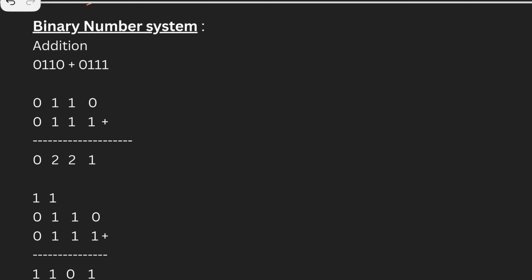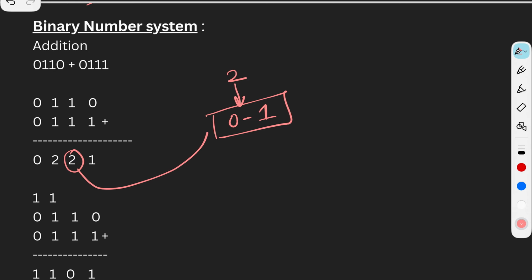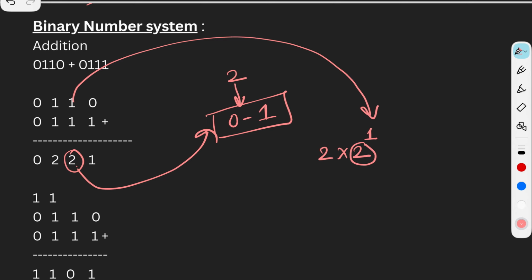Now here is the problem. We are talking about the binary number system. Then you can have only two possible combinations at any particular place, that is 0 or 1. Now this 2 is not in 0 or 1, right? So we cannot have 2 here. So what can we do? See, what does this 2 represent actually? It represents 2 into 2 to the power 1, correct? This 1 comes from the place and this 2 is a base.